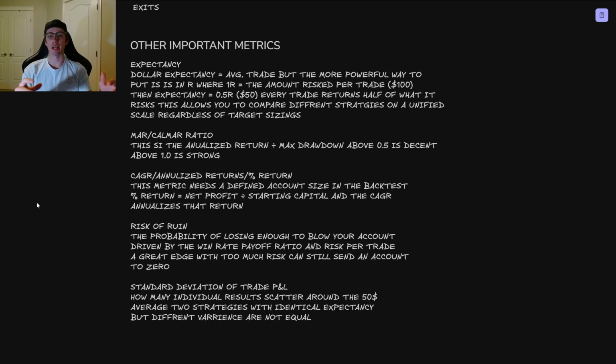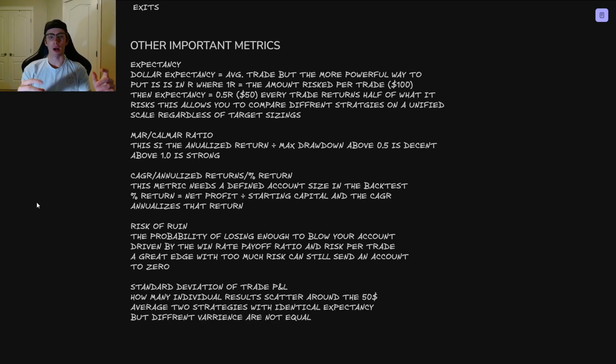Every trade returns half of what it risks. This allows you to compare different strategies on a unified scale regardless of target sizing. So it doesn't matter if you're using $100 stops or $500 stops or anything like that, because they're all 1R, and then you can just take the ratio of the R to compare them to each other.